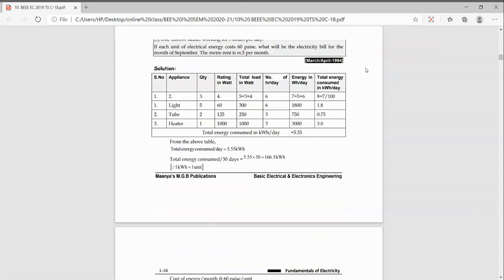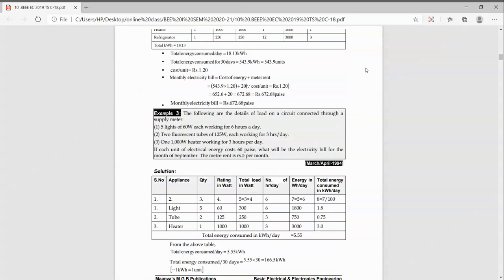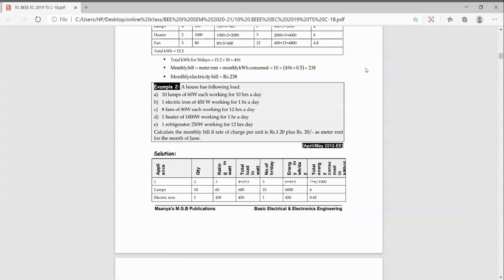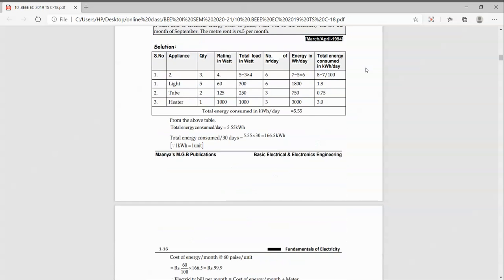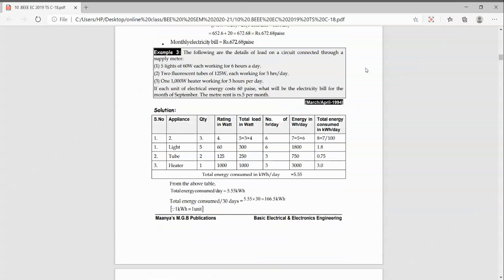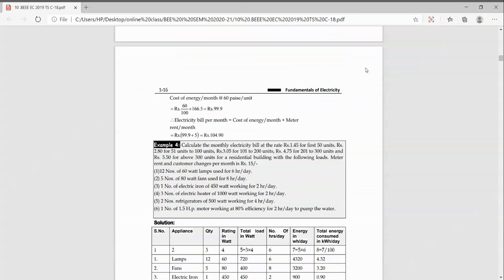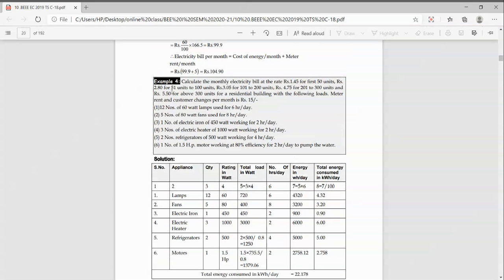So, yesterday we discussed energy consumption problems, and you have solved one extra problem also. Now, we will go through one more problem which is difficult. If it is difficult, then we will solve even that problem. And see here in example 4.